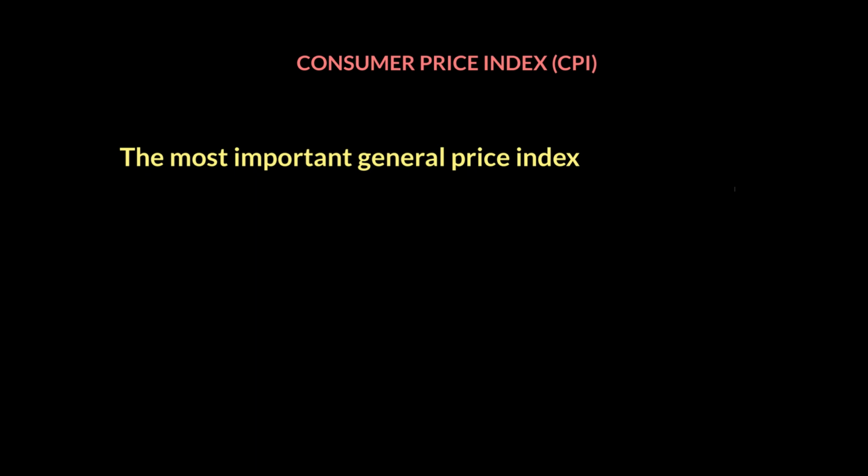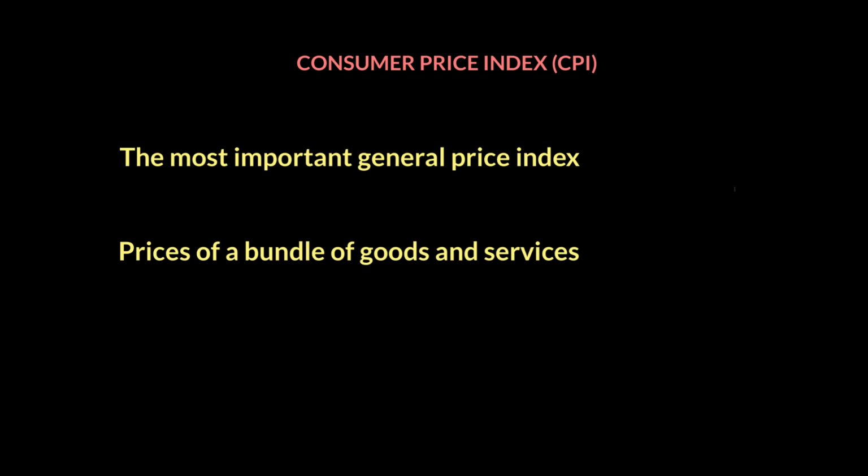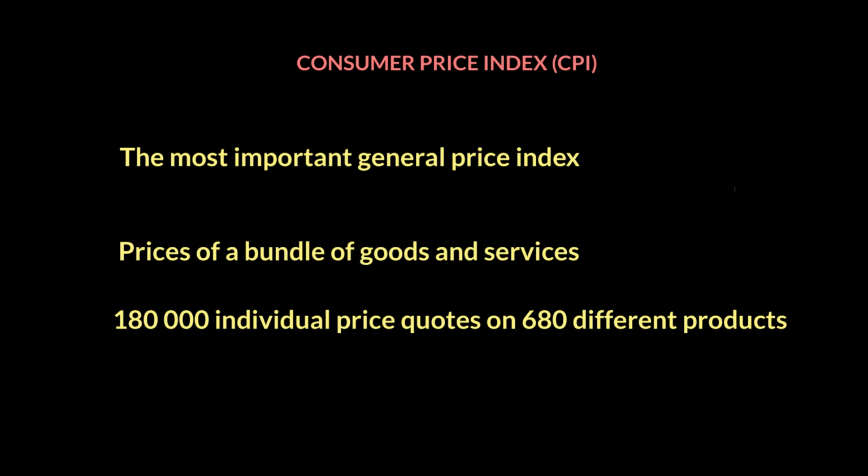And when we are constructing this index, we are looking at the prices of a bundle of goods and services, and we measure these prices at different points in time. We roughly get 180,000 plus individual price codes of 680 different products that we choose in our basket. We collect them each month by visiting shops, or getting this information from the internet or the telephone.